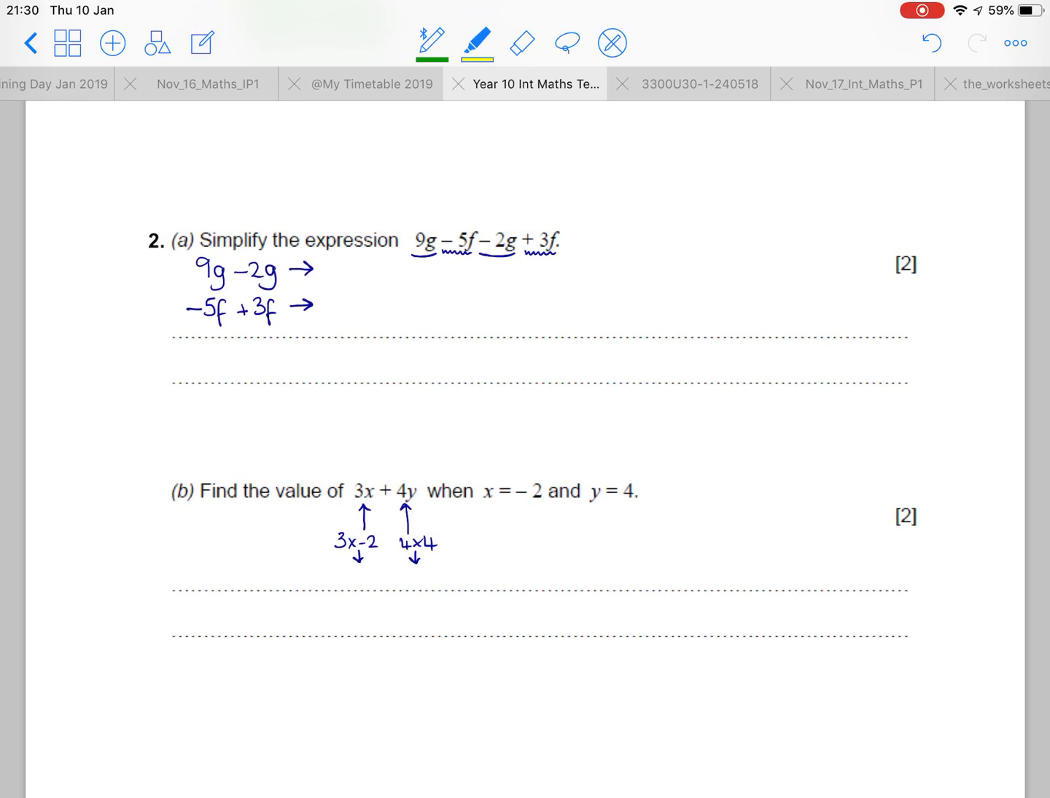I've grouped them together so that you can see that 9g here and minus 2g here must go to make a total number of g's. That would be 7g, because you take them away. And minus 5f plus 3f. If you start off on minus 5 and you go up 3, you'd go up to minus 2.